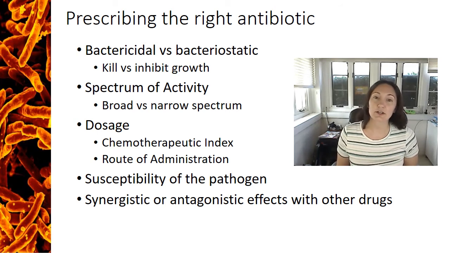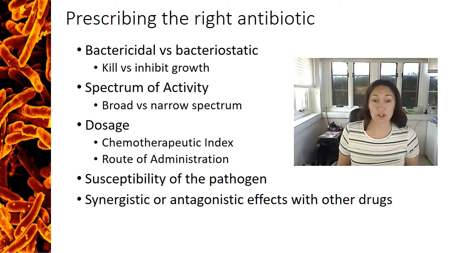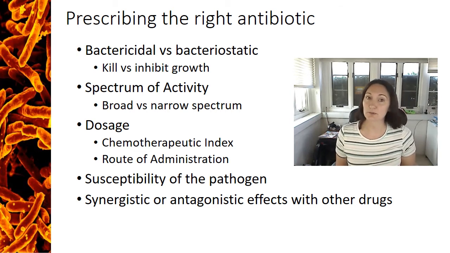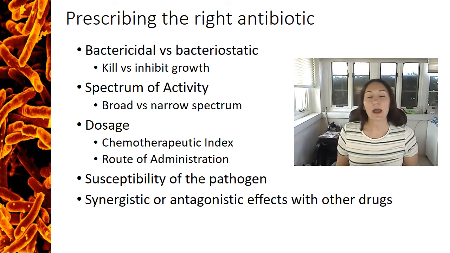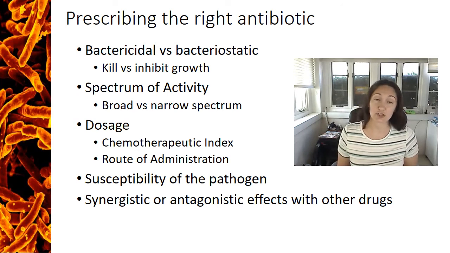Other things you have to consider is the spectrum of activity. So what types of organisms does the antibiotic actually attack and kill? What is the right dose? And so we'll talk about what a chemotherapeutic index is and why that's important. Is the pathogen you actually have an infection with susceptible to the antibiotic, or has it developed some sort of antibiotic resistance? And then the last one is, are there any synergistic or antagonistic effects with the antibiotic and other drugs some patient might be taking?